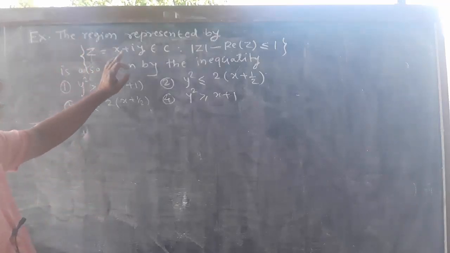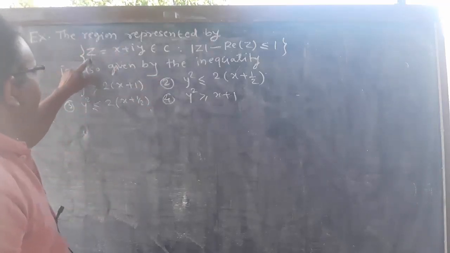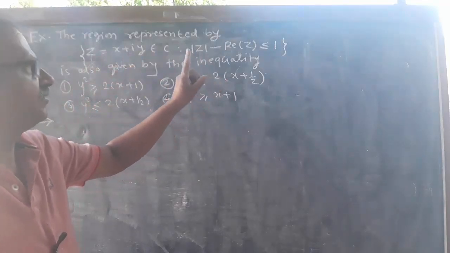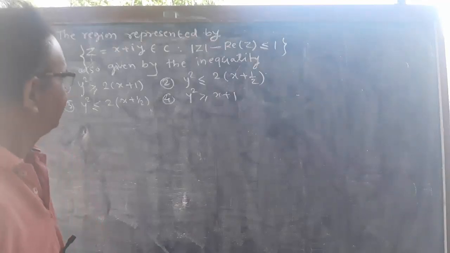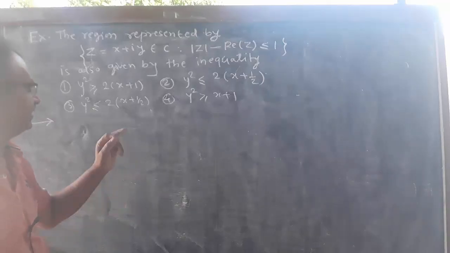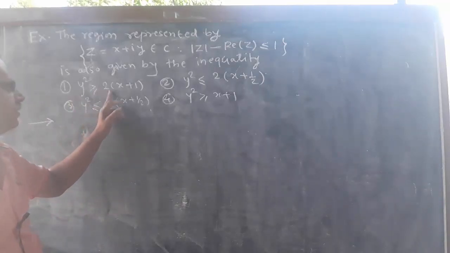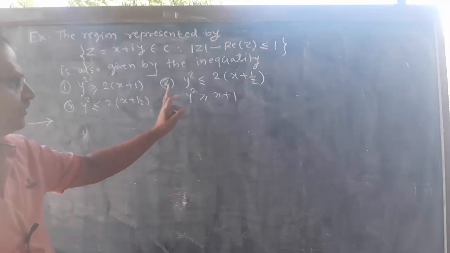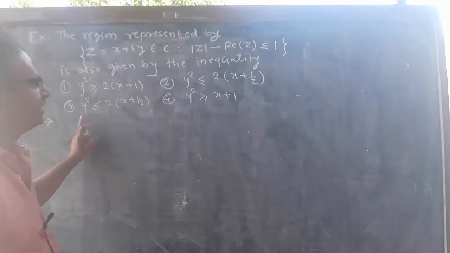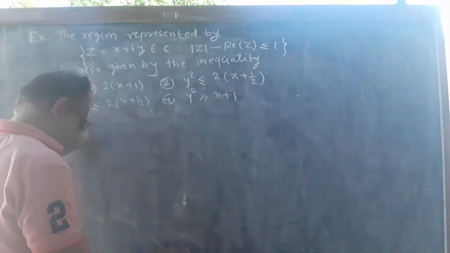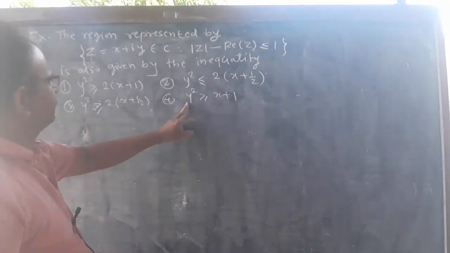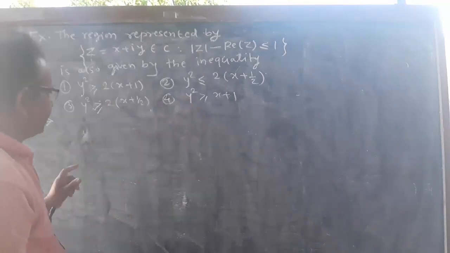The region represented by z equal to x plus iy in C such that mod of z minus real part of z is less than or equal to 1 is also given by the inequality. And we are given 4 inequalities. Y square is greater than or equal to 2 times (x plus 1). Y square is less than or equal to 2 times (x plus 1 by 2). Y square is greater than or equal to 2 times (x plus 1 by 2). And y square is greater than or equal to x plus 1. Which inequality is correct? We have to find that.